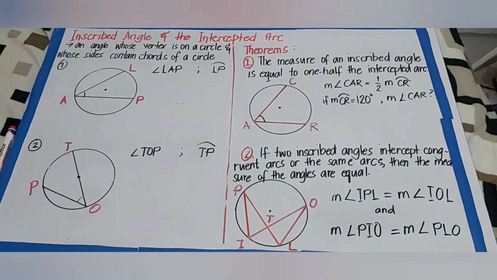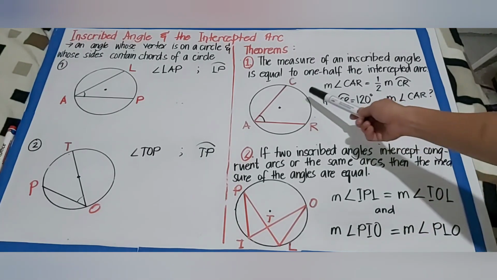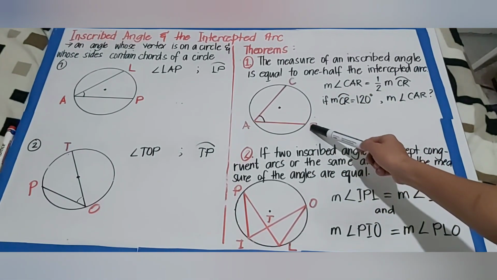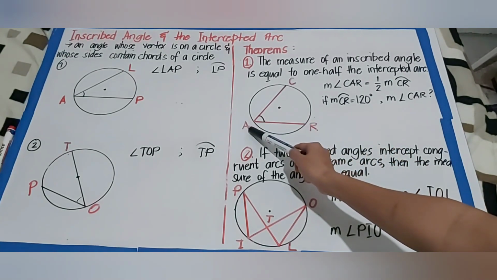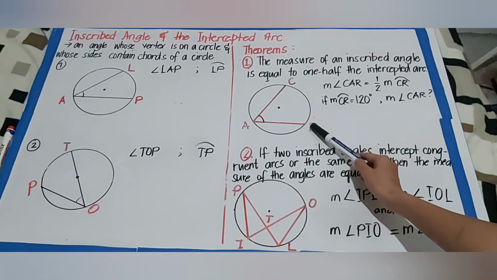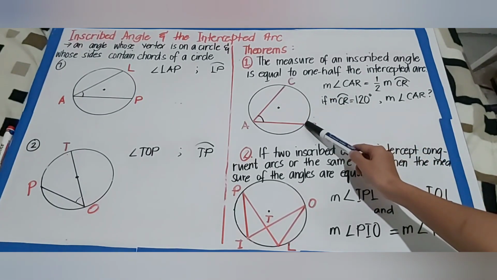Okay, first theorem, the measure of an inscribed angle is equal to 1/2 the intercepted arc. So, kalahati daw ng measurement ng arc yung angle. So, in our example, angle CAR is an inscribed angle with vertex at point A. Now, the measure of this is 1/2 the measure of its arc, arc CR.